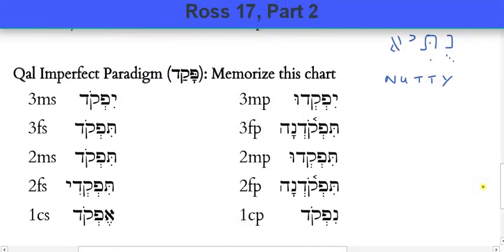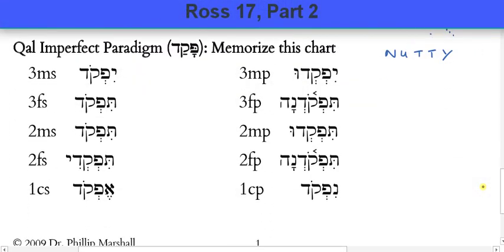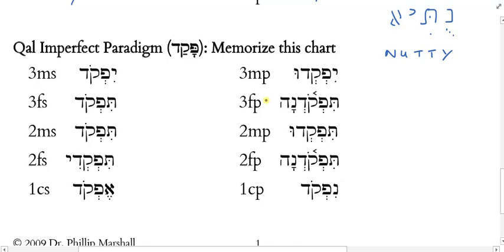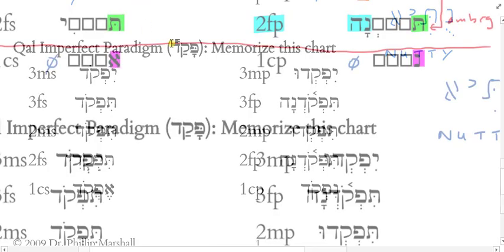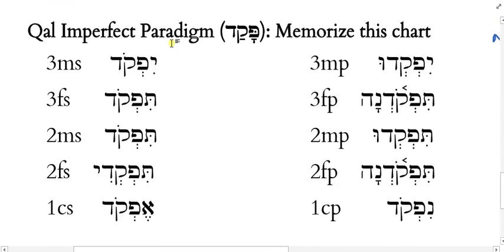So let's take a look at the actual vowel points that will go inside these forms, using Pakad, Pekov, Dalet as our paradigm. First, I have the 3MS form, Yifkod. Just listening to the way I'm pronouncing that, tell me about the Shiva under root 1. Is it silent or vocal? That is a silent Shiva, absolutely.